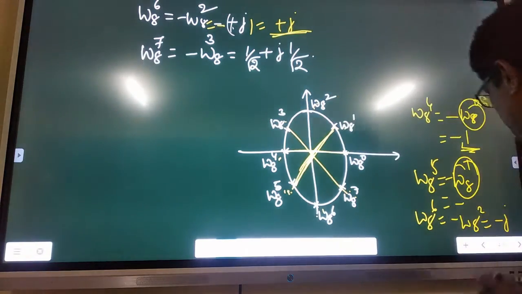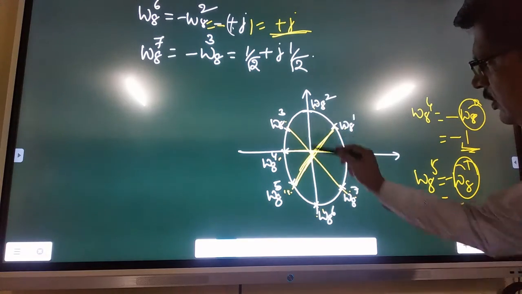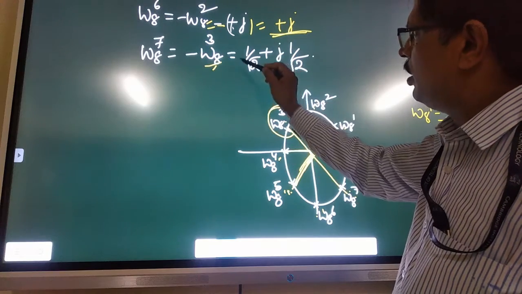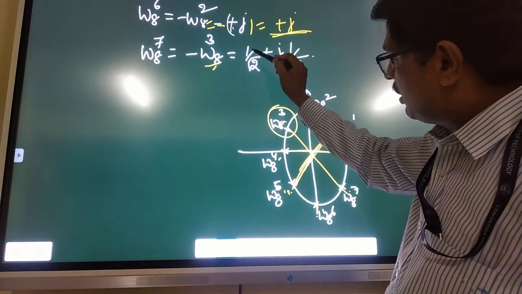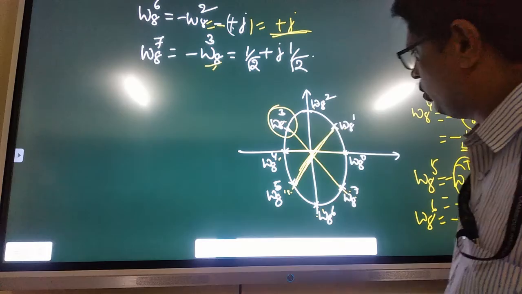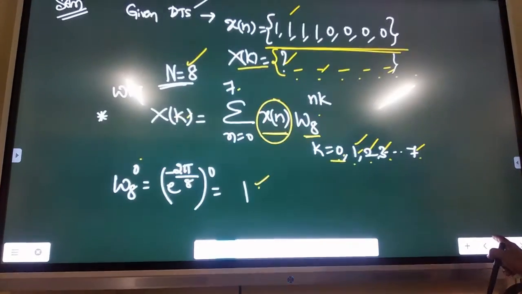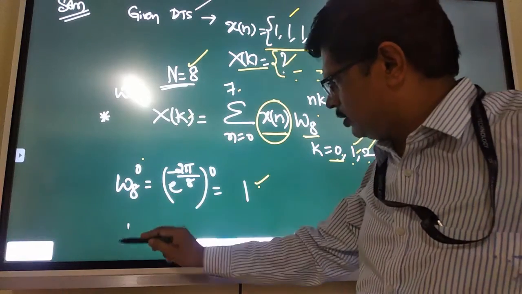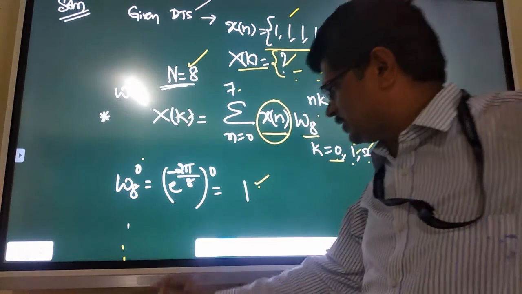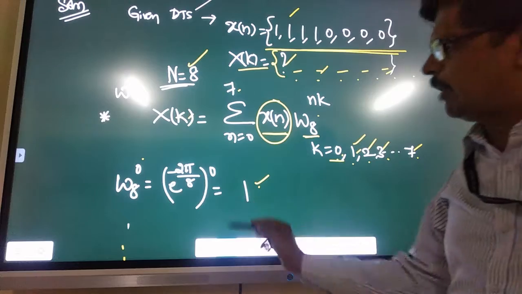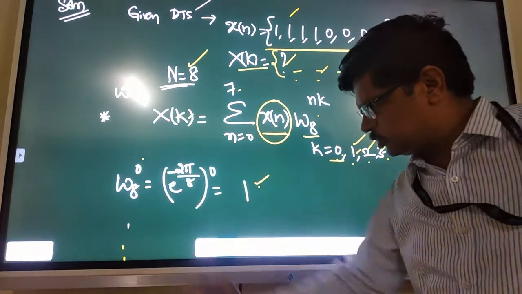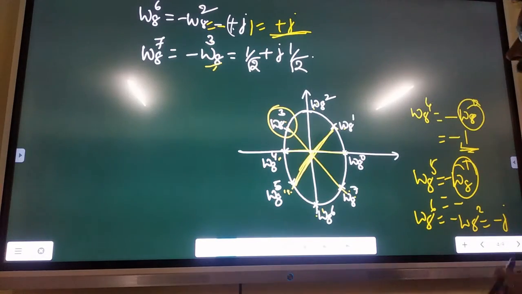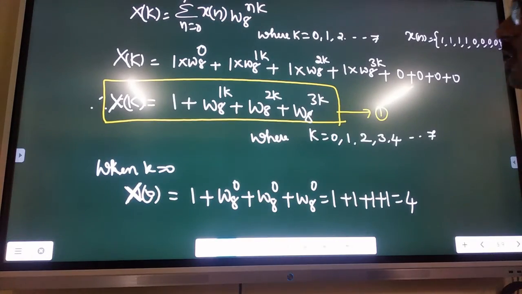Right? Similarly, omega 8 power 7, the last one, is exactly the opposite: minus of omega 8 power 3, that is equal to minus of this. That you will get as 1 by root 2 plus j 1 by root 2. This is what you should do first. You should calculate omega 8 power 0, 1, 2, 3. Then 4, 5, 6, 7 are just minus of 0, 1, 2, 3. Now, next is write a formula. Start the actual work.